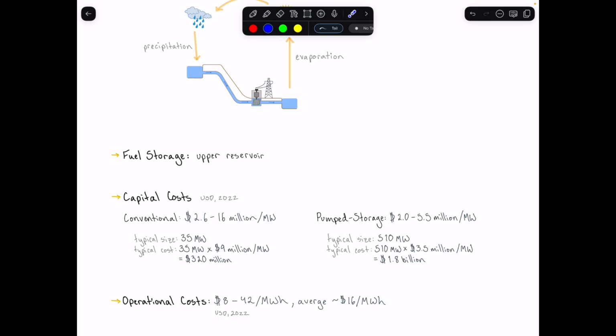But the average, I realized I spelled average wrong. Let me fix that. Oops. Average, there we go. The average, derived from this report, was about $16 per megawatt hour. Now, if you remember the numbers that I had said with some of the other energy resources, operationally, hydropower is the cheapest of the resources that we've discussed so far. So even though it can have these very high upfront costs to build these power plants, its electricity costs a lot less than these other resources.